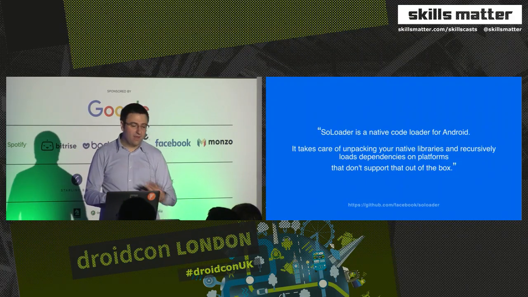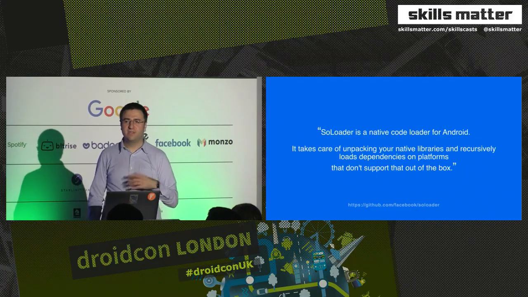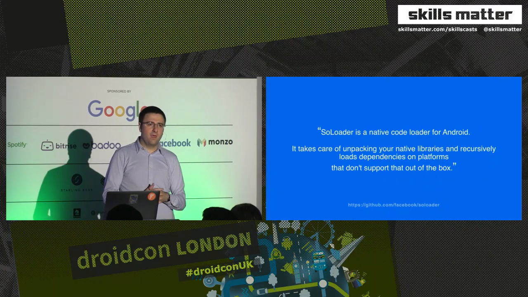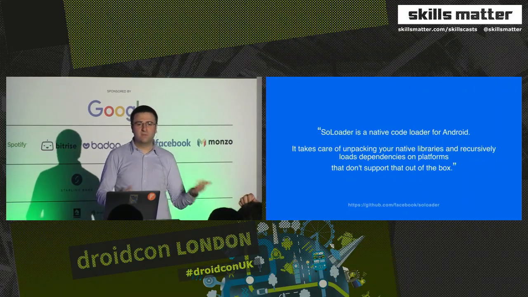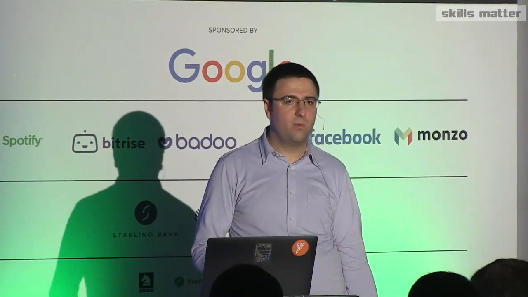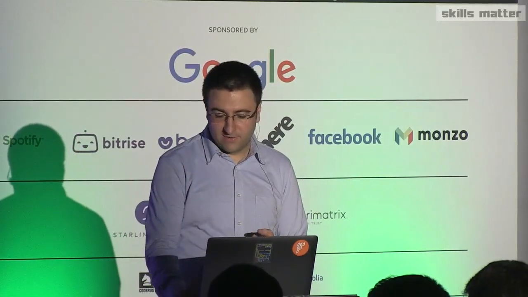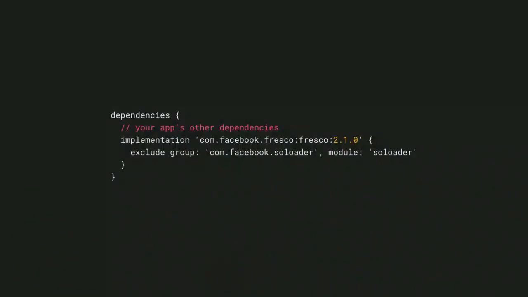A while ago, we made the decision to make SoLoader the default for Fresco. However, we got quite a bit of feedback from the community that people want to use different implementations. They want to use the system one or other implementations. So now we can announce that you can actually do that again. Starting with Fresco 2.1.0, which is going to be released soon, you'll be able to just exclude SoLoader, and then it will fall back to the system version.